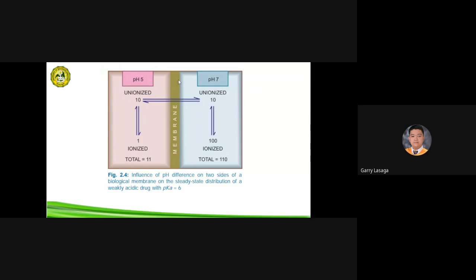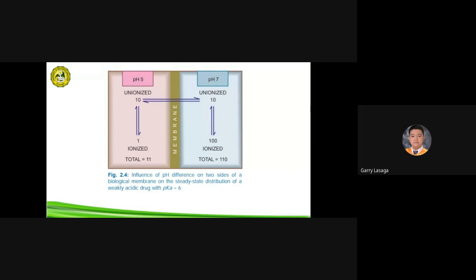So since it has a pKa value of 6, at the pH of 6 the proportion of the ionized to the unionized form will be equal to 1. So when we decrease the pH by 1, for example, when we place the drug at a pH of 5, automatically the unionized form of the drug will be equal to 10.